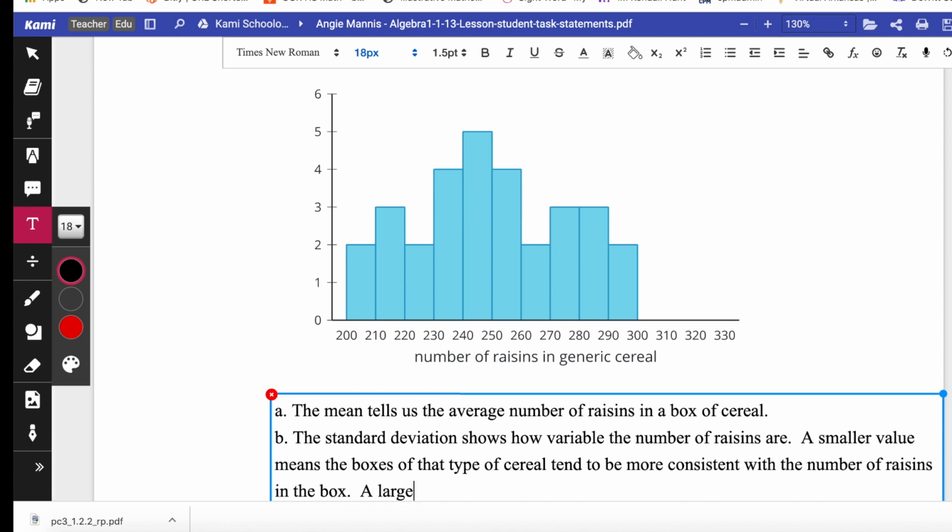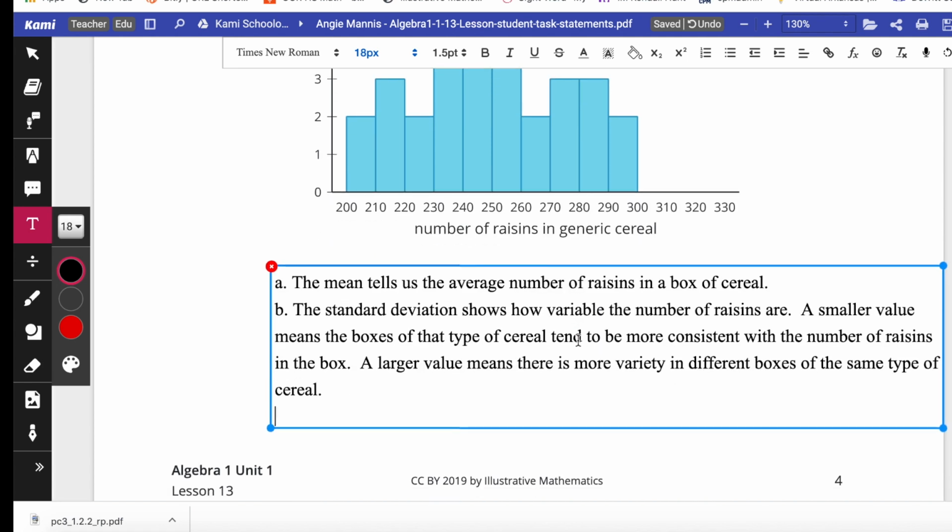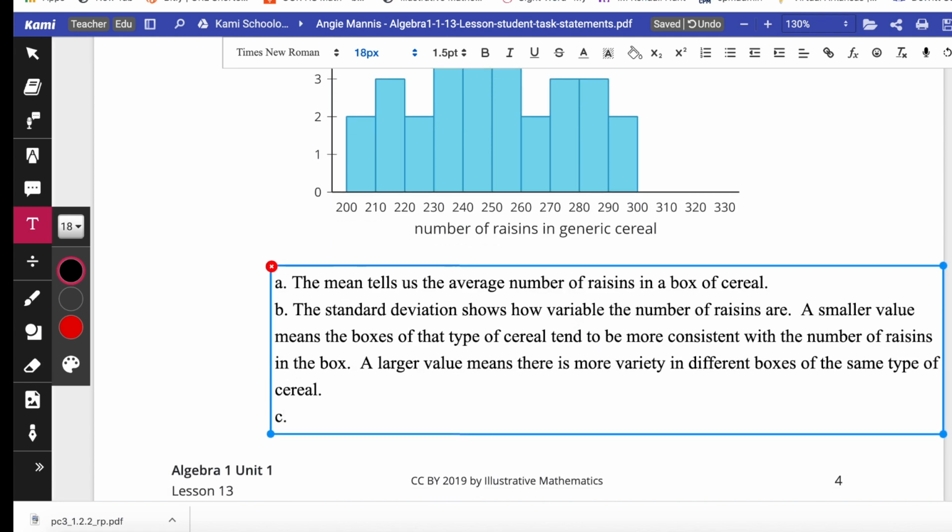A larger value means there is more variety, so they're less consistent. So there's more variety in different boxes of the same type of cereal. So we can say for the generic ones, they're less consistent on how many raisins there are. The mean overall is lower, and the data is spread out, so you have no idea how many raisins you're probably going to get in the generic box.